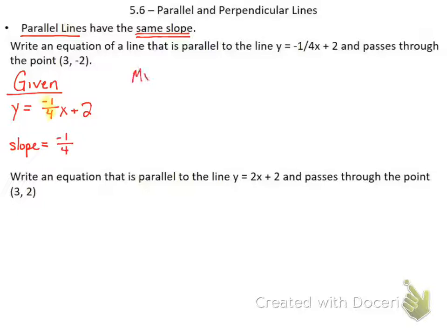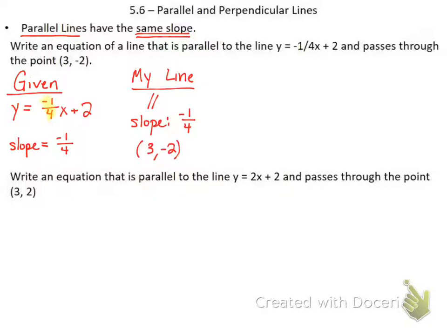So when I write an equation for my line, I want it to be parallel. These two lines run side by side. That's the symbol for parallel. So I want the slope to be the same, so I want the slope to be negative 1/4. And then I want my line to go through the ordered pair 3, negative 2.